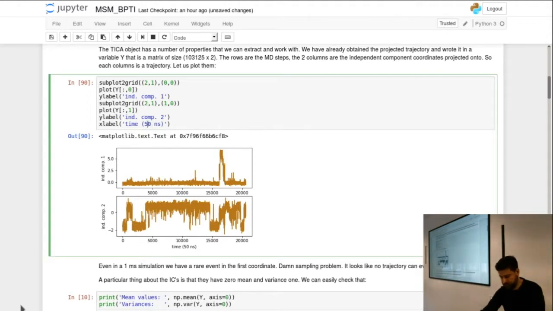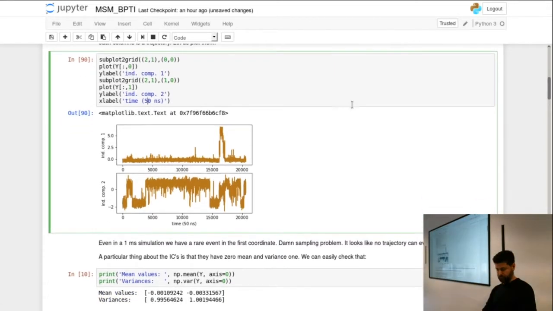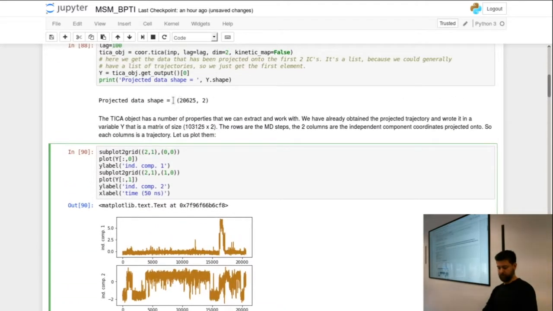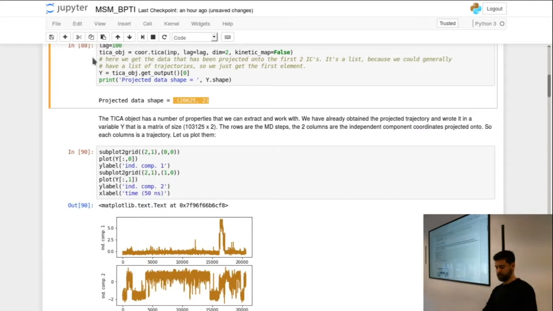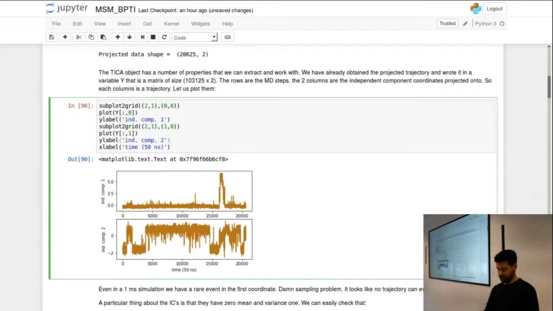Yes, we're good. So, question. Sorry? Have we now reduced the dimensions to 2? Yeah. Okay. Yeah, this is this number here. The variable y, this one here, has 2 dimensions. And they are these time traces.